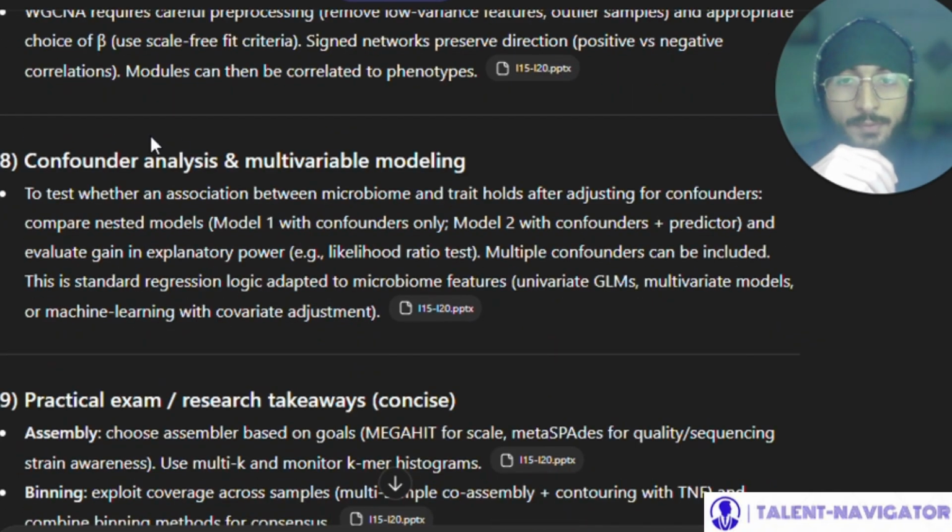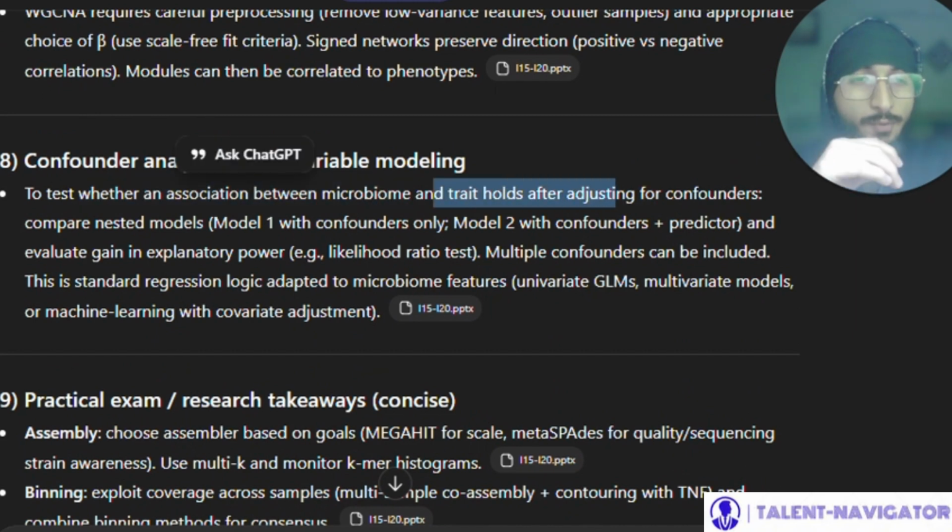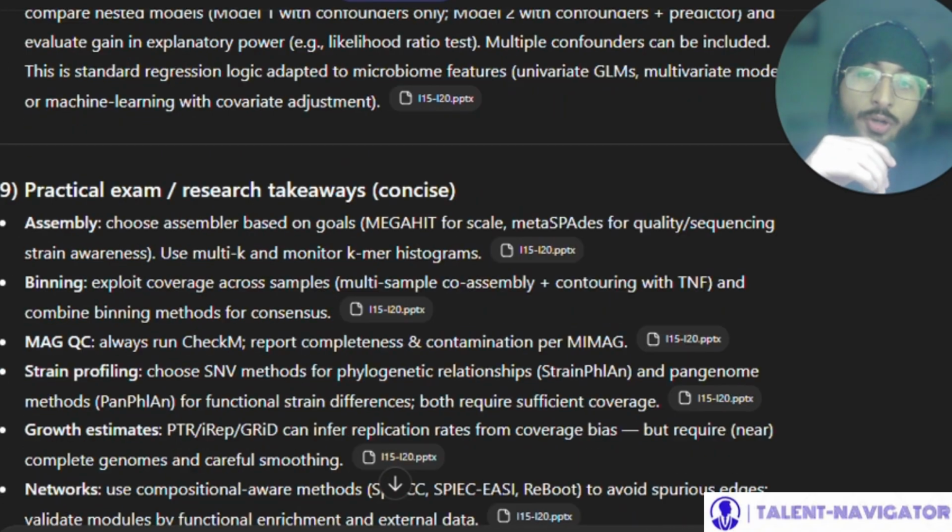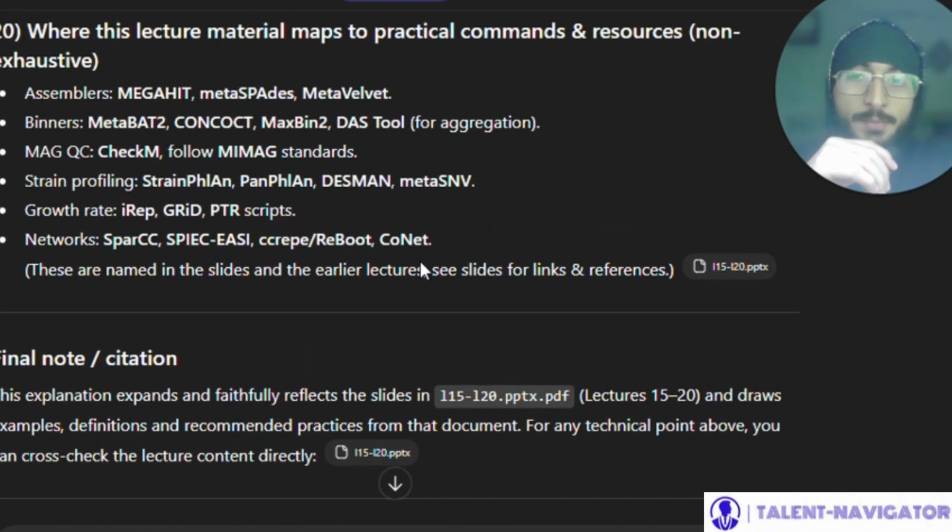Right. Now we have confounder analysis, to test whether an association between microbiome and trait holds after adjusting for confounders. Moving on, we can just skip this part.